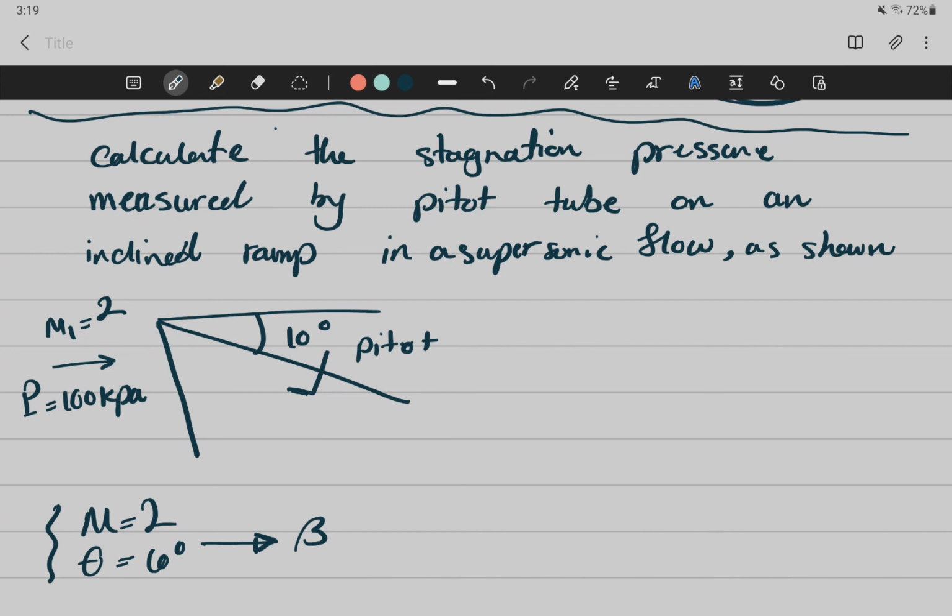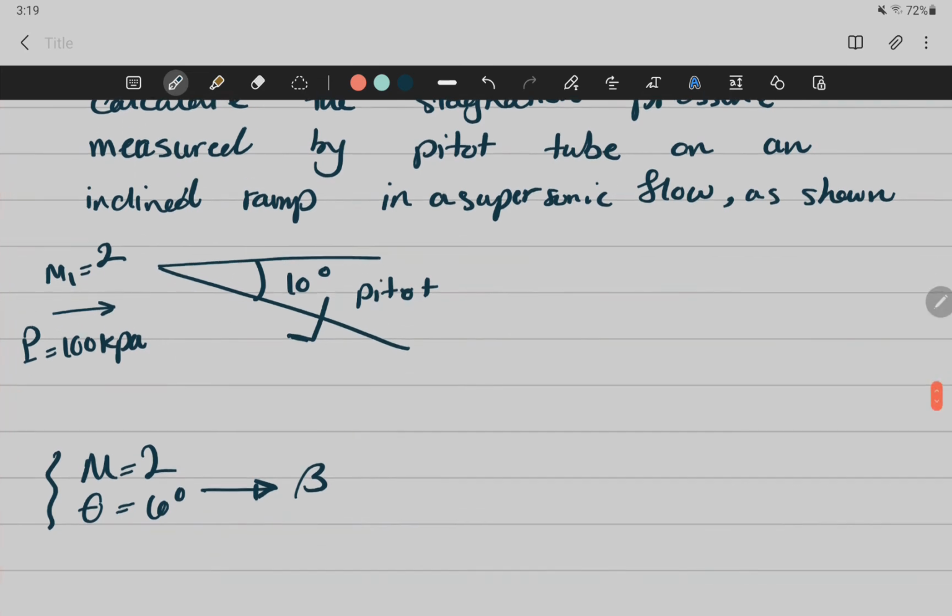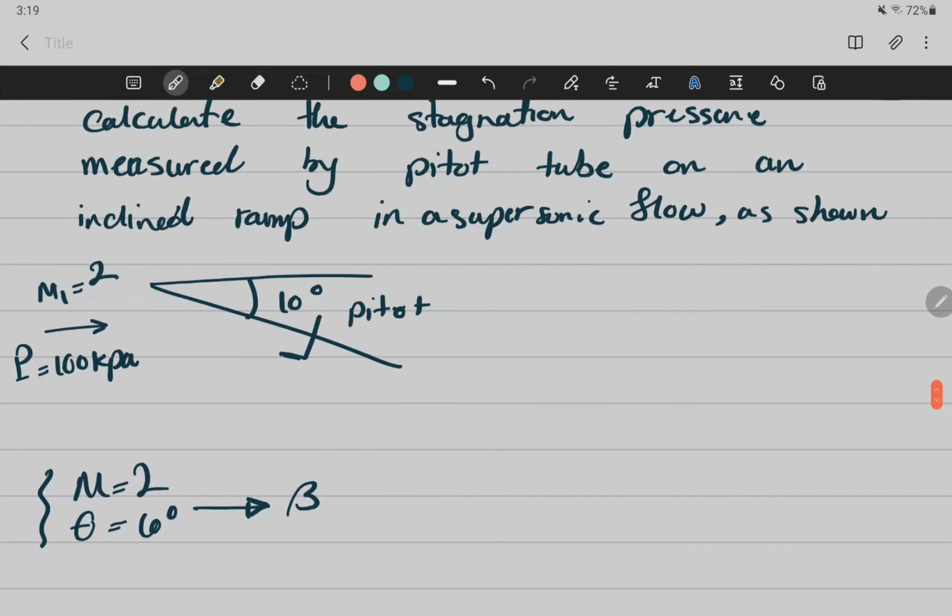Wait, is 10 not the beta? No, it is theta. Did I say beta? I may have said it the other way around. 10 degrees is the airfoil angle, not the shockwave. So I'm sensing that I may have said the wrong name here. This is going to be your theta, and this angle, the shock angle, is going to be your beta.